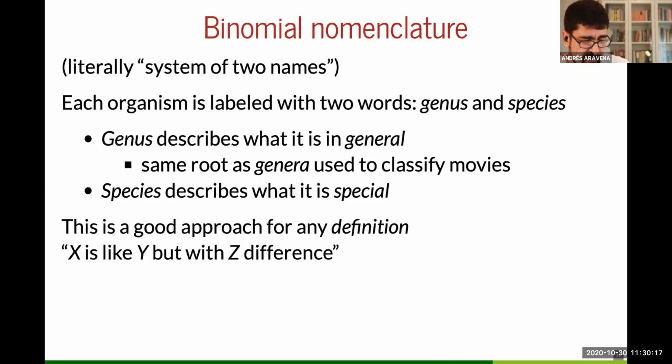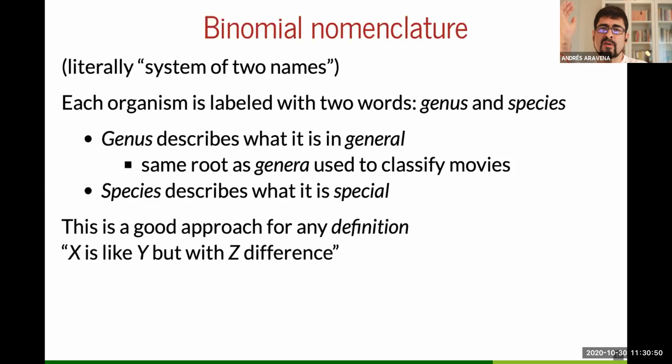Now, there are a couple of things that I want to comment on here. The genus comes from the word general. So when you say the genus of some organism, you are saying what all these organisms have in general. And species says what is special about this organism. And that is a very good way to explain something, especially when you're talking about something new.